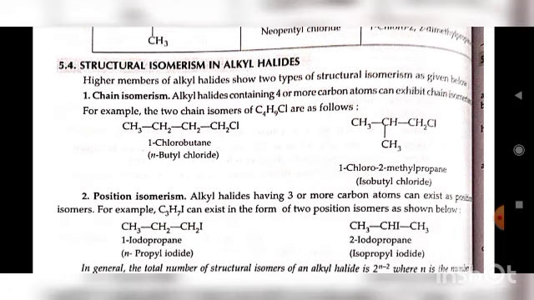Position isomerism: alkyl halides having 3 or more carbon atoms can exist as position isomers. For example, C3H7I can exist in the form of two position isomers, 1-iodopropane and 2-iodopropane.